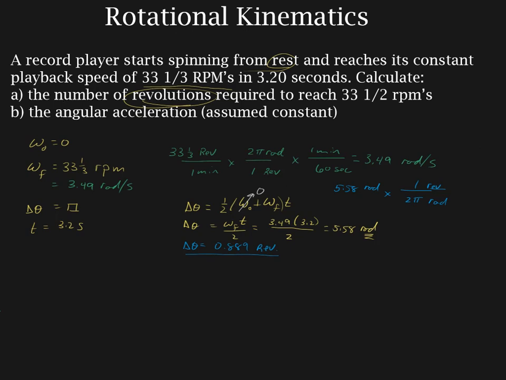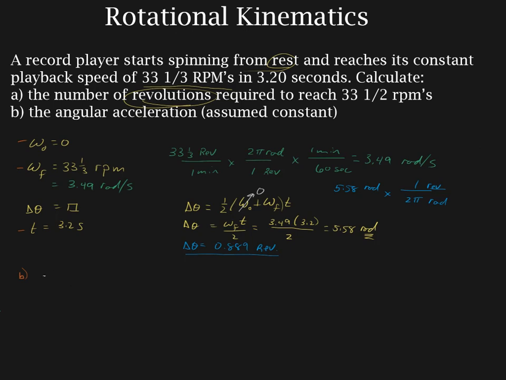Now part B, we want to know what the angular acceleration is, and we're assuming that it's going to be a nice uniform and constant acceleration. So for part B, we're just going to use our velocity function or the definition of acceleration. We have omega final, we have omega initial, and we know the time interval.